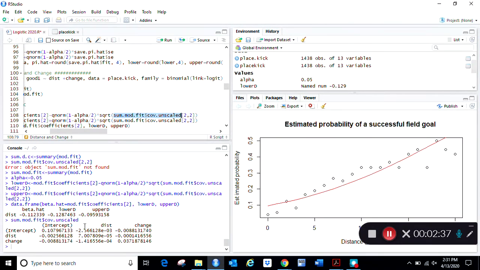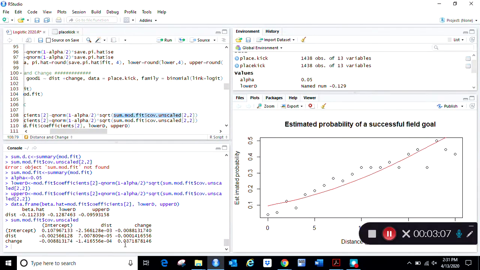So here is that little matrix that we had before, but now it's a little bit bigger. And our variances are going to be along the diagonals. This first one would be the variance of alpha hat. I'm not going to need that. This one directly in the middle is going to be the variance of beta hat 1, for distance. And the one at the very bottom right of this matrix is going to be our estimated variance for the change beta hat.